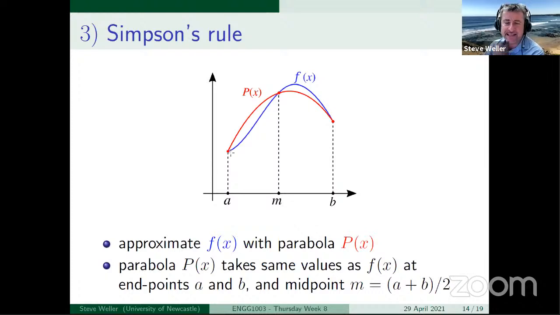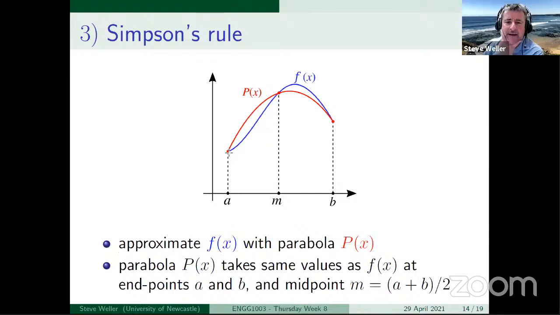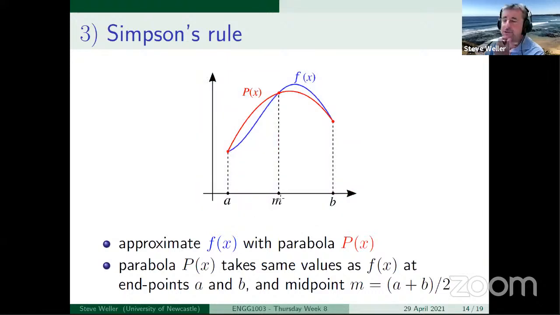We're going to insist that our parabola p of x takes on the same value as the blue function. So the red curve takes on the same value as the blue function at 3 points: the upper and lower limits of integration, the a and the b, but also the midpoint. So this midpoint, m is for midpoint, it's the average of a and b.